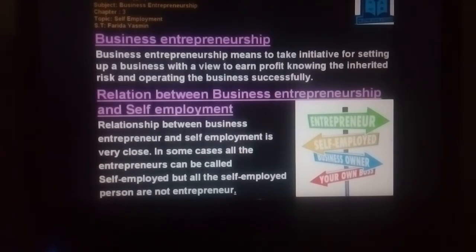In case of self-employment, an individual starts working after thinking about the job. A self-employed person becomes an entrepreneur when he thinks about the employment of other people in the society along with his own employment and steps forward against risk and forms an organization. In that case, all the entrepreneurs can be called self-employed, but all the self-employed persons are not entrepreneurs. Okay.